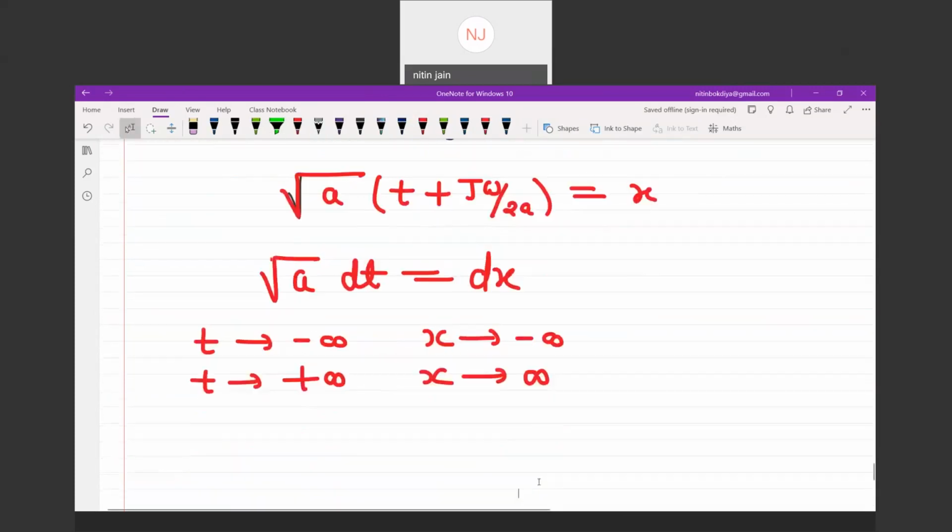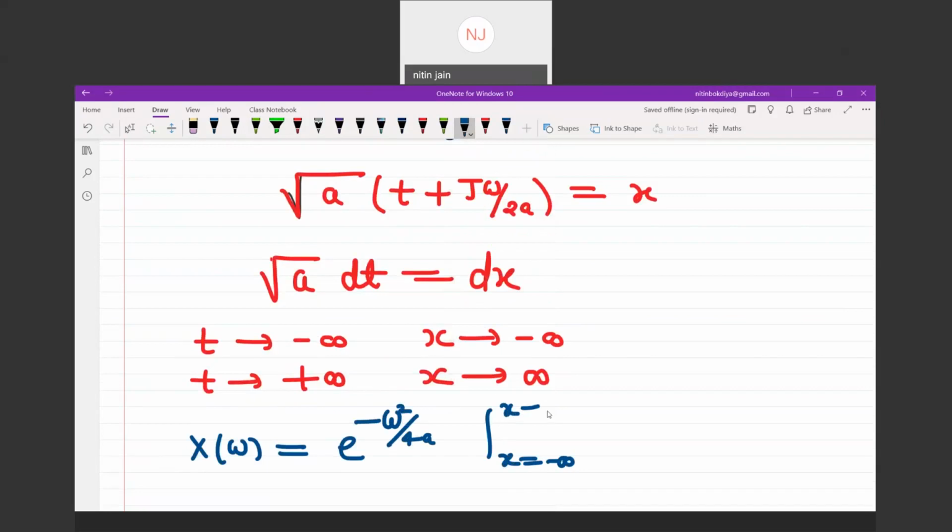So what I can say, X of omega can be written as e to the power minus omega square divided by 4a, integration x equal to minus infinity to x equal to infinity, e to the power minus of x square into dx divided by under root of a.